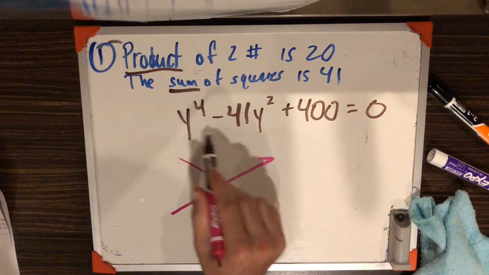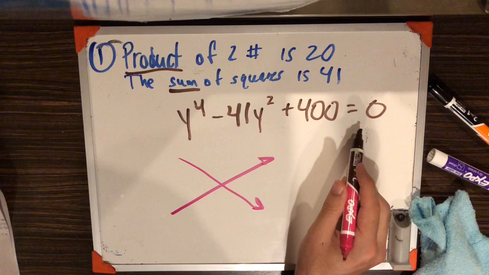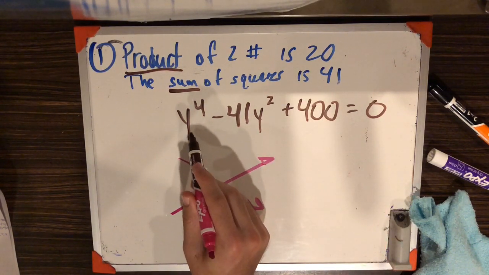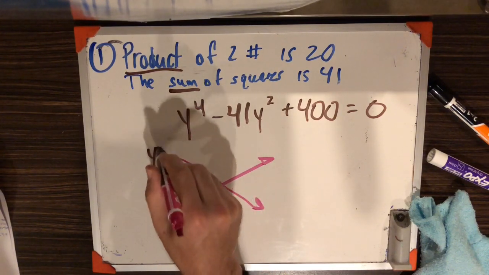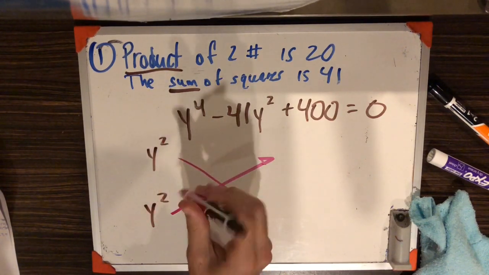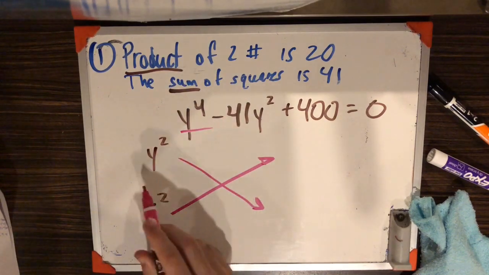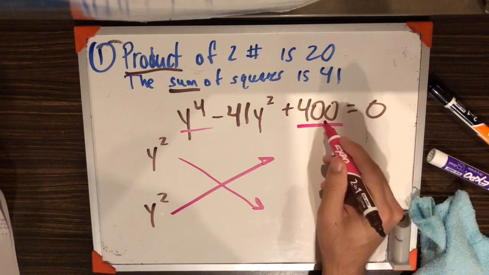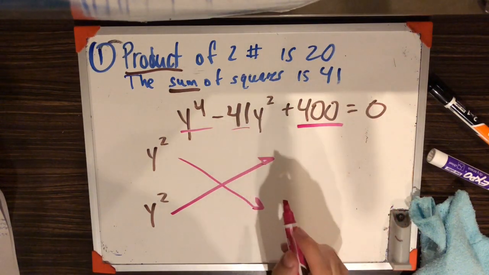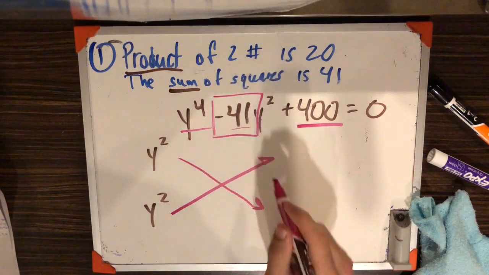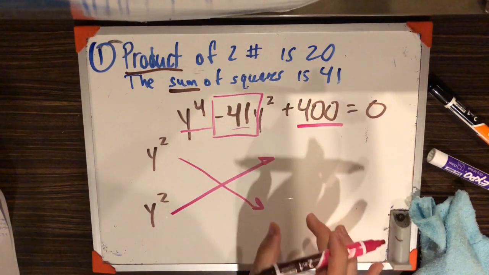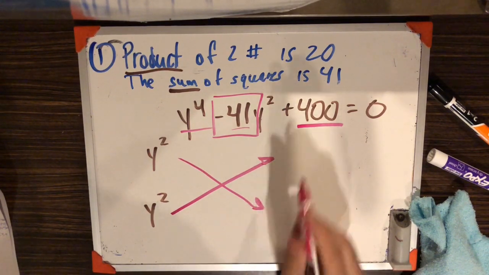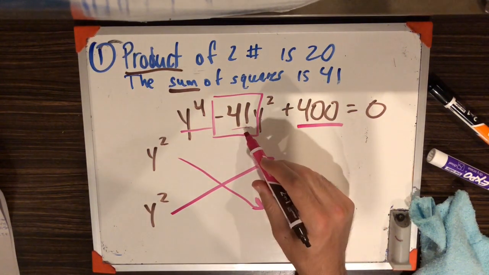Alright, so I have y to the 4th minus 41y squared plus 400 is equal to 0. Again, think of terms that will multiply to get you y to the 4th. Most likely this is going to be y squared times y squared, which multiplies to get you y to the 4th. So that's pretty easy, right? Let's figure out what multiplies to 400 but adds up to negative 41. So this is our magic number. Once we see this, we know that we have the correct terms, at least on this side. So what multiplies to 400 that adds up to negative 41?